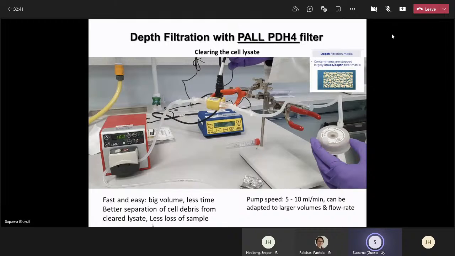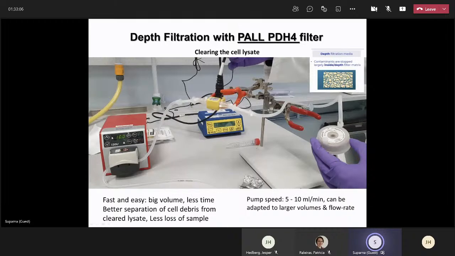And third, very important for us because ribosomes are so precious, we see that in this method there is less loss of sample. Otherwise, when we centrifuge, a lot of ribosomes actually go to the cell debris, which we cannot retrieve. And that was not the case in this filter. If you ask me why, I cannot answer at this point. We need to investigate more, but that is the situation.